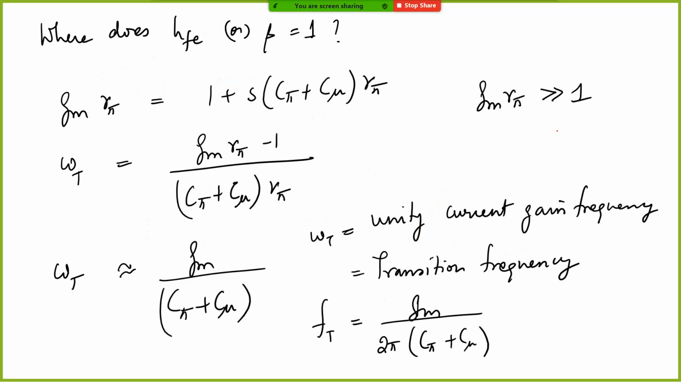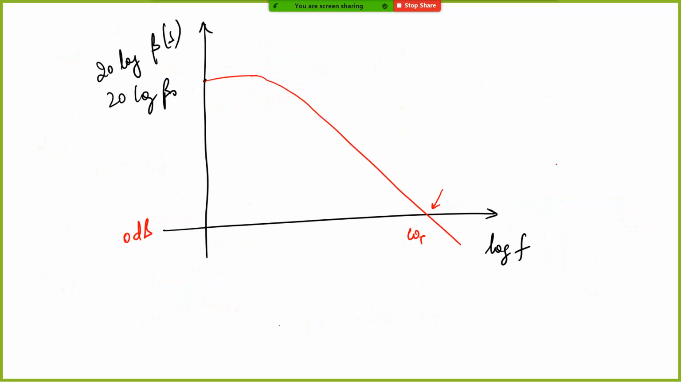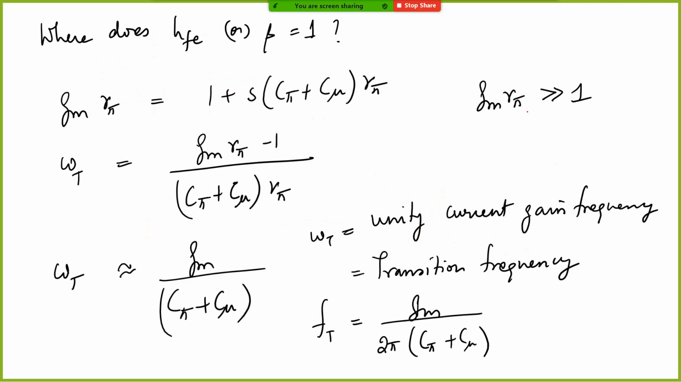Sir, while deriving this unity current gain frequency, we assumed that the frequency is low, that is, Gm is greater than S times C mu, because the C mu value is quite low. But the final result we get is Gm divided by C pi plus C mu. If we consider that these capacitor values are in pico or nanofarads, then this value will be much higher. So doesn't it contradict our assumption?